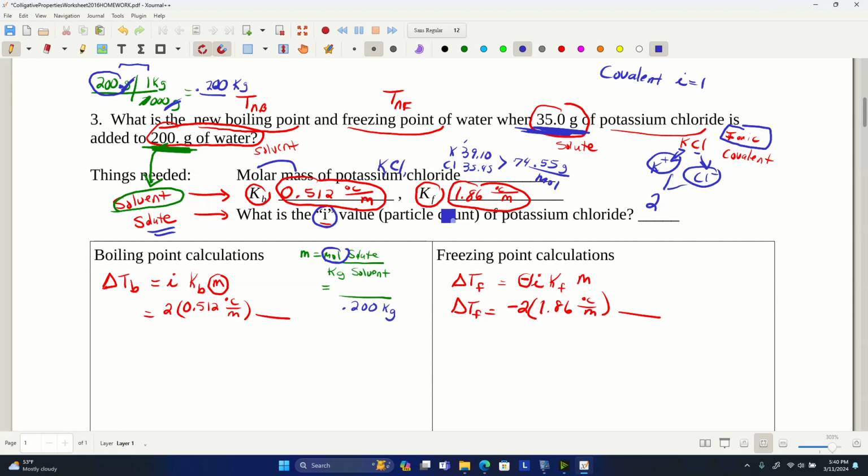I use my molar mass to turn my grams into moles. So I've got 35.0 grams. I use my molar mass again, 1 mole on the top, 74.55 grams on the bottom. And then we're going to do the math. And let me do that real quick. I'm not going to pull up my calculator this time just because I haven't done it in a long time. So I'm just going to do this right here. So what I do, I'd say 35 divided by 74.55.